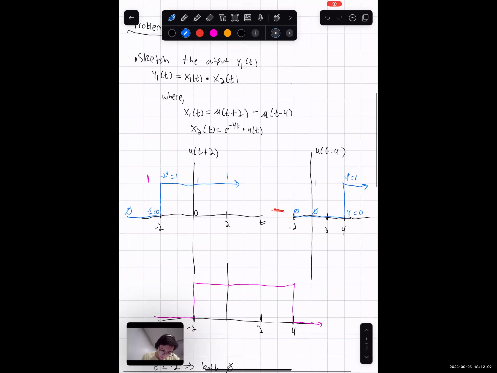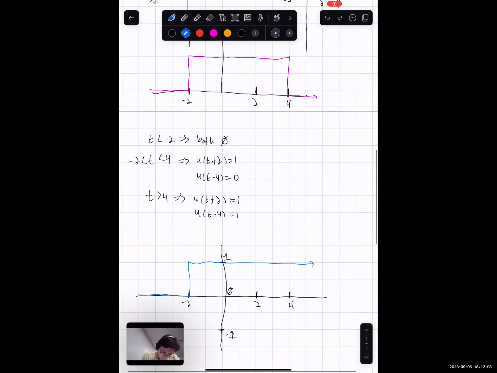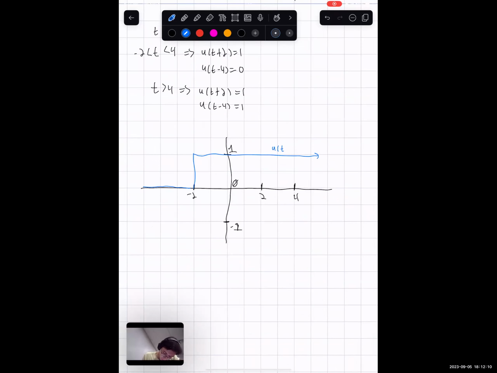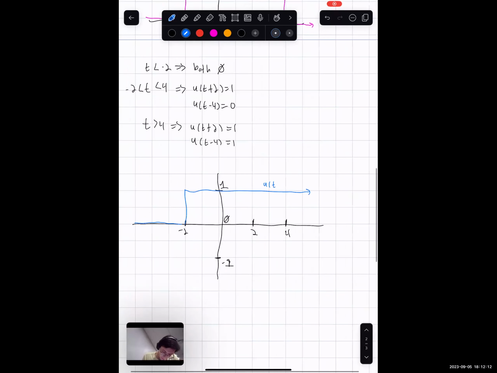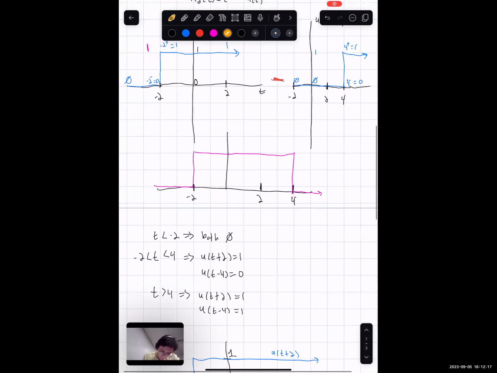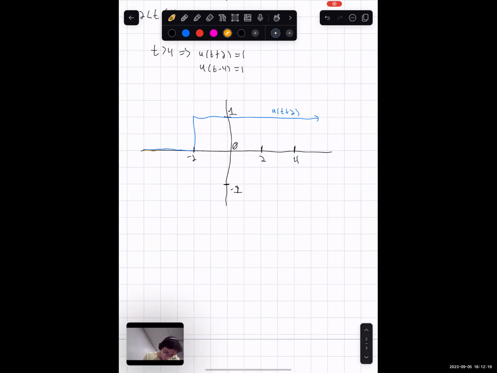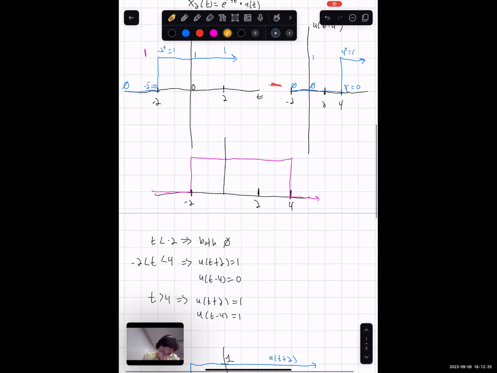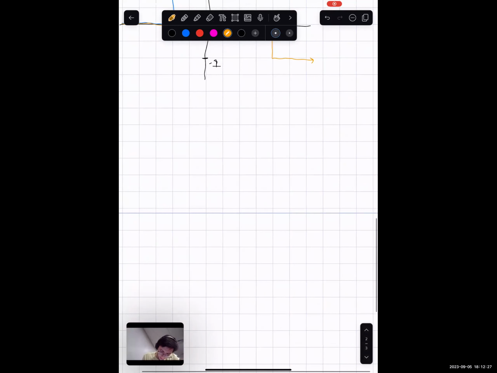So here, we're going to do this whole minus thing in one step. It's going to be one entire step. So we're going to graph this. This was u of t plus 2. And then by just reflecting it, it looks something like this. So this is going to be minus u of t minus 4. I don't really recommend this method, but it was something that my peers did last semester.